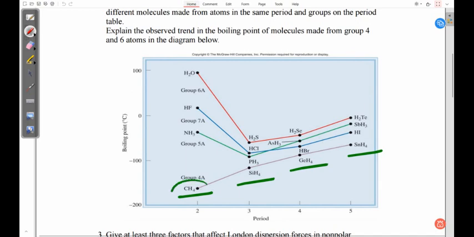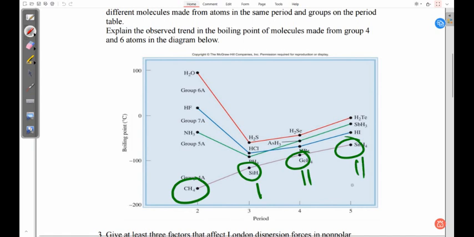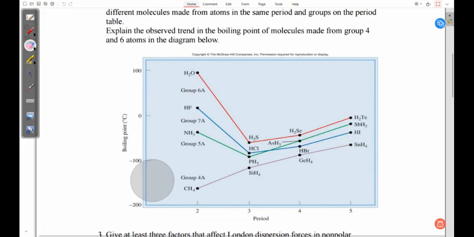The London dispersion forces of attraction are dependent on the size. They increase with the size, and since we're going down the group, the size is increasing, so that's why we can see that there is an increase in the boiling point. This is the smallest, that's bigger, and this is the biggest. The biggest has got more London dispersion forces, so therefore it requires a higher boiling point to break the forces.